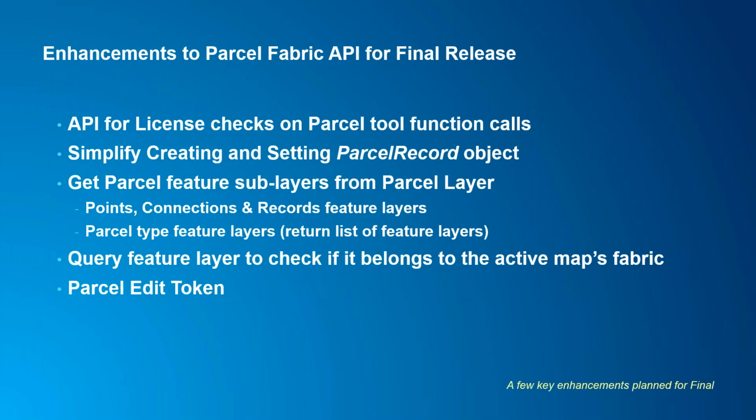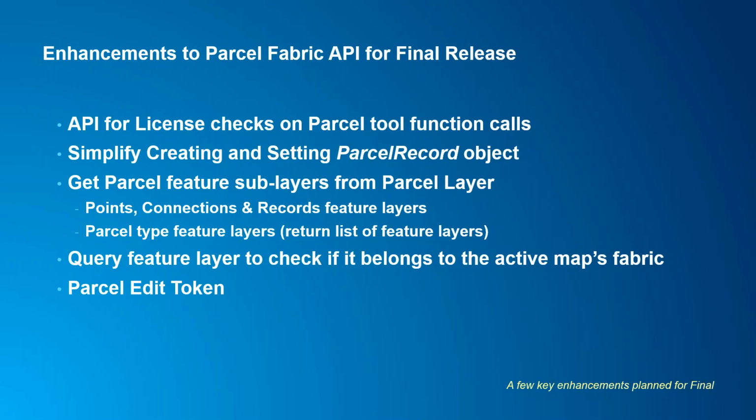So what were the enhancements that were made going from the pre-release to the final release? This kind of just falls into these 5 different categories. First of all, we provide API now for license checks to make sure that your parcel tool function calls are licensed to work. You need to put those into your add-ins, otherwise you might get an application failure when your function tries to run those tools if you're not licensed to do that. Also simplifying the creation and setting of parcel record object, that's now a lot easier. You can get the parcel feature sublayers directly from the parcel layers and the parcel feature type, parcel types from the layers and so on as well.